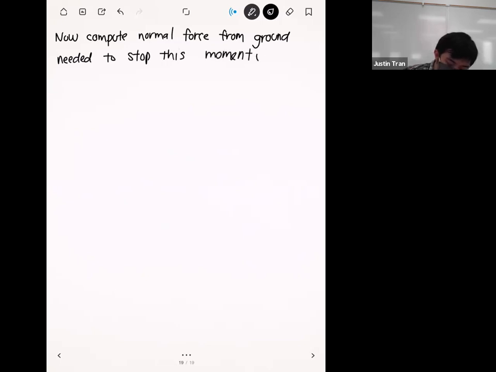Okay. And so we're going to compute the normal force from the ground that's needed to stop this momentum. Let's start with situation 1. In situation 1, remember the contact time for this one is 0.2 seconds. And so after he makes contact with the ground, his entire momentum is going to stop after 0.2 seconds.